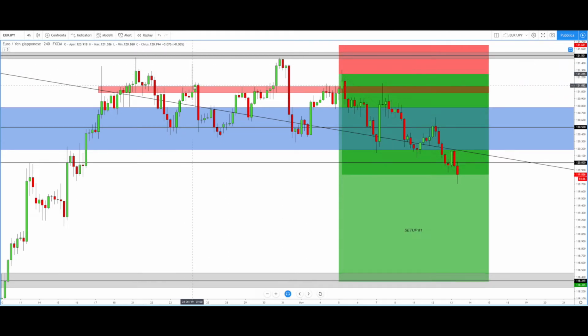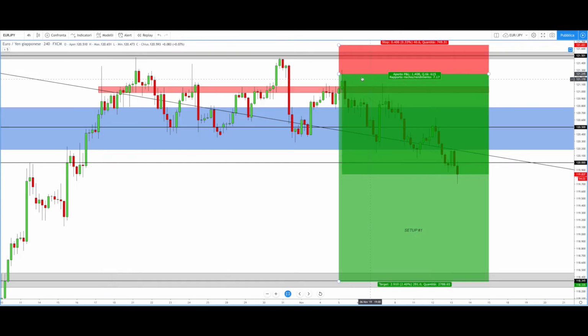Similar behavior here, here, and here. And from this point start a strong bearish movement that bring it to break this key level 120.50, but fail to go lower and come back below this bearish trend line. And we can see from this point the price start another bullish movement.